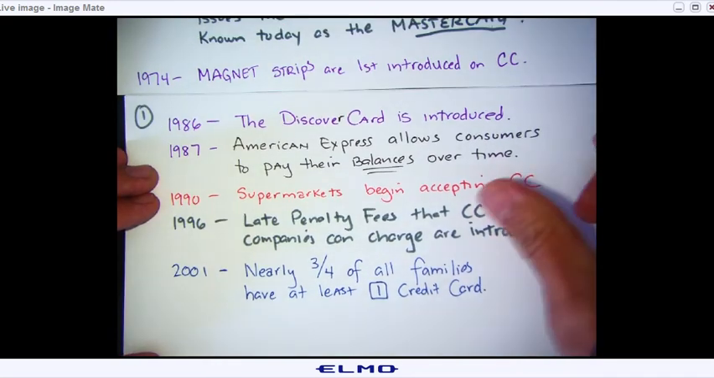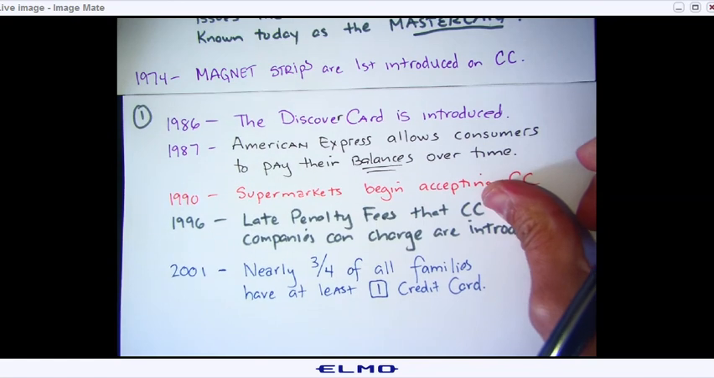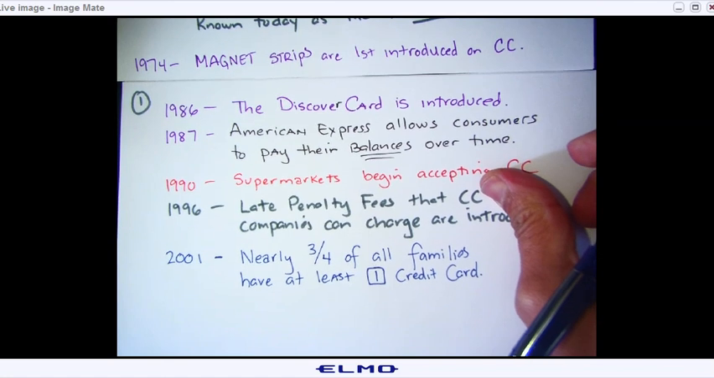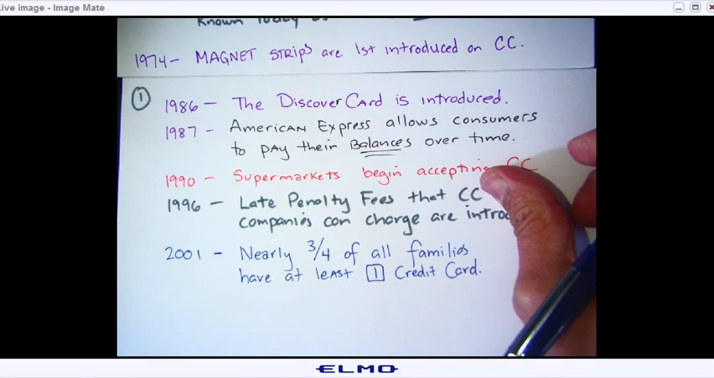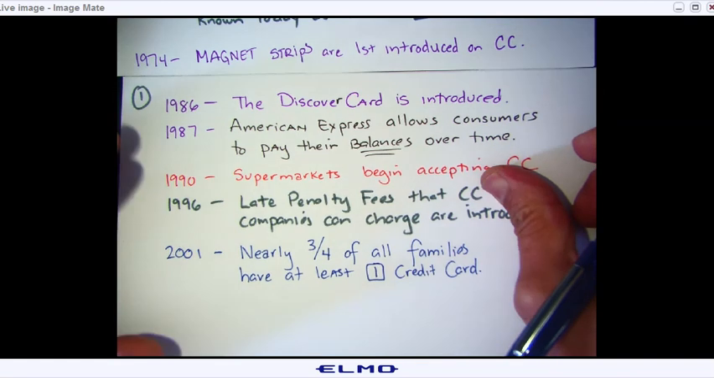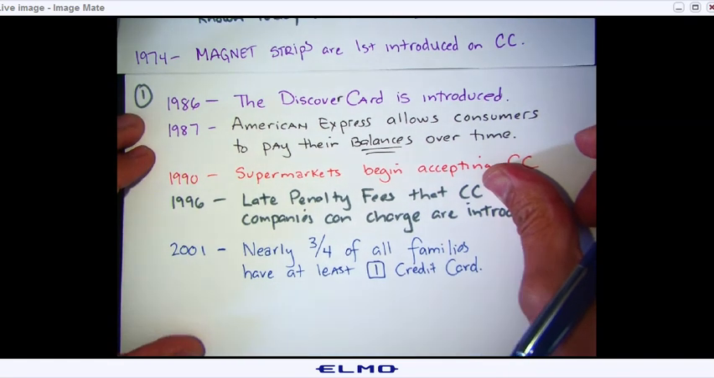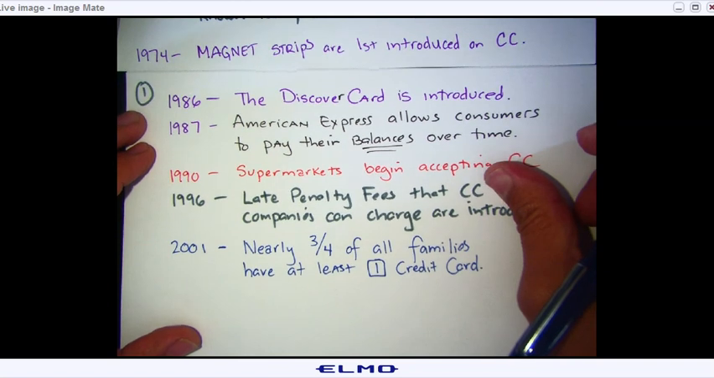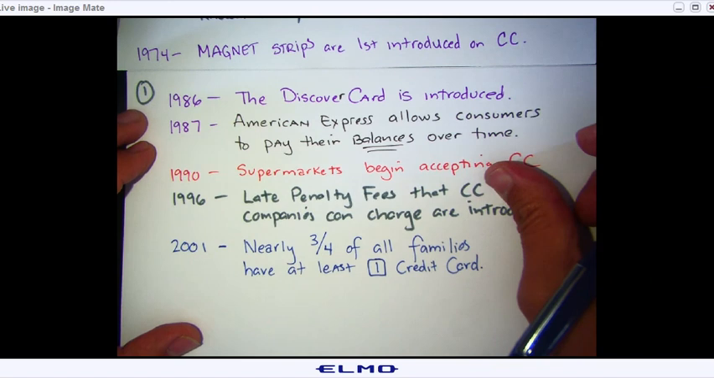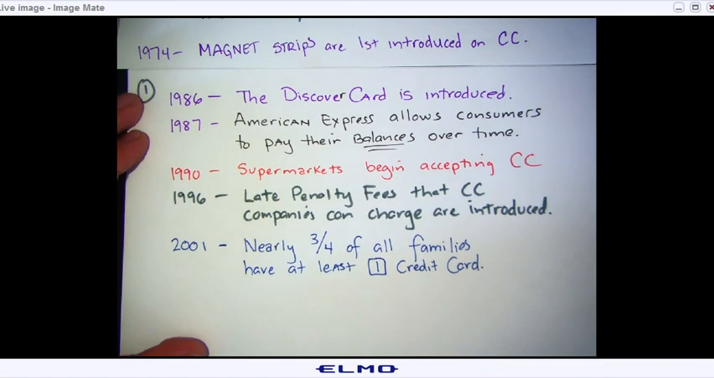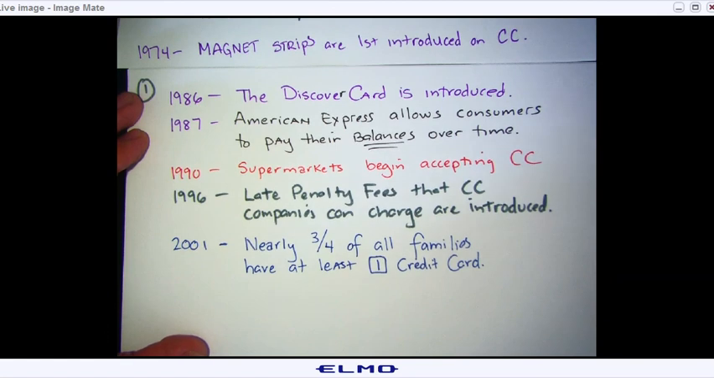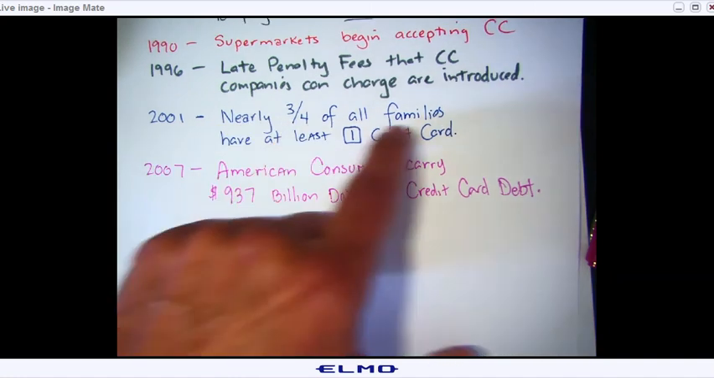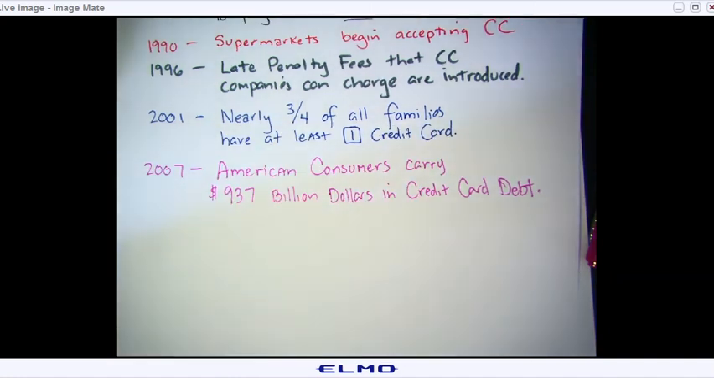In 2001, nearly three-fourths of all families have at least one credit card. I might give you a question that says, in 2001, nearly three-fourths of all families have at least one, two, three, or four credit cards. Just look it up. Your answer is one. In 2001, nearly three-fourths of all families have at least one credit card.